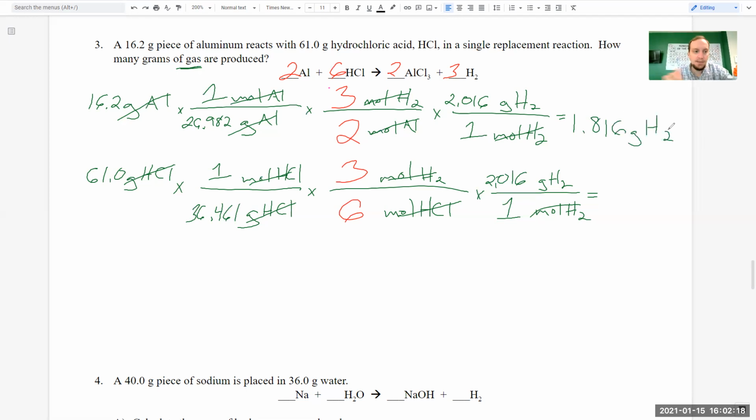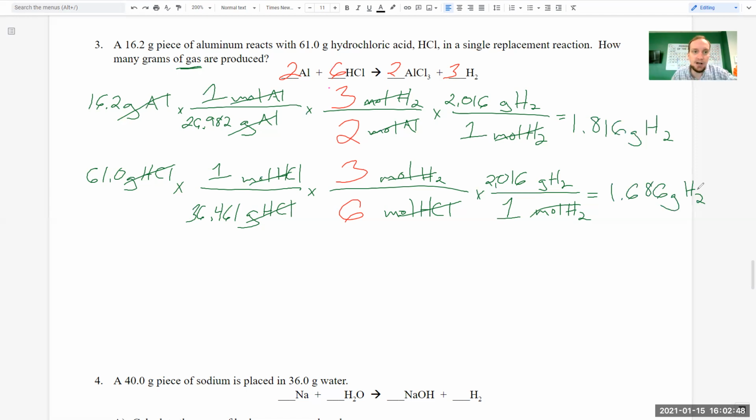Then I'm going to do my second one, which is 61.0 times 1 times 3 times 2.016 divided by 36.461 divided by 6. Oops, I almost hit multiply. Divide by 1. And that gives me 1.686 0.6 grams of H2. Notice they're both for H2 because we're trying to compare the same product, right? Don't solve for different products because you're going to be wasting your time.